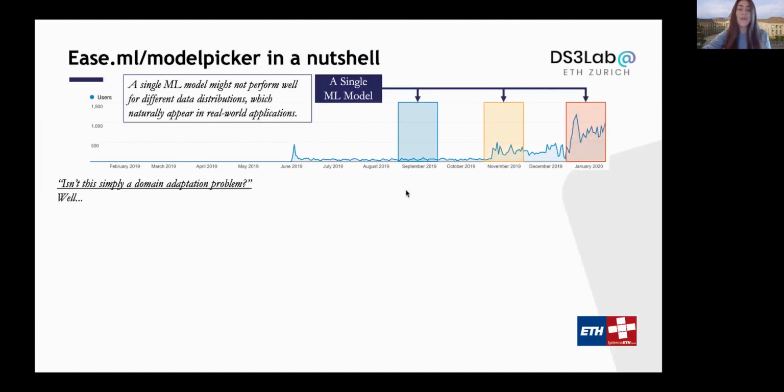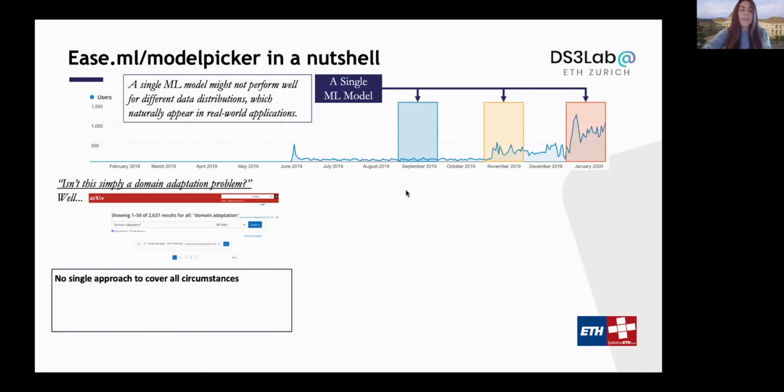Yes, it is, but there are thousands of methods available that can be applied to this. So probably there is no single domain adaptation approach that can cover all the possible circumstances. And those include new and different domain adaptation approaches, new ML models, and the same models with different assumptions, hyperparameters and architectures.